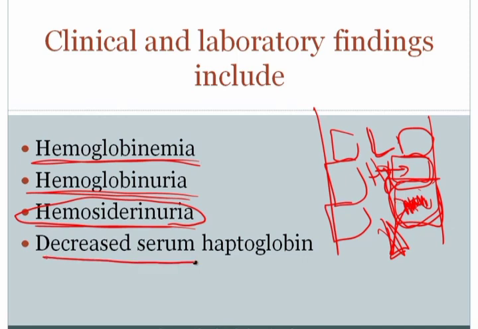Finally, there will be a decreased serum haptoglobin, and that was the very initial change that occurred with intravascular hemolysis. Again, haptoglobin doesn't really save much of the hemoglobin, but it is an important measure because it tells us that there is some degree of intravascular hemolysis going on.